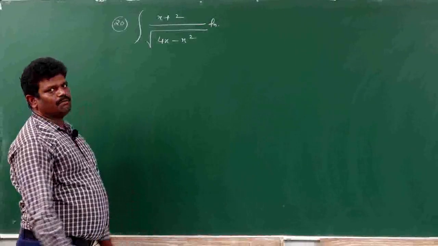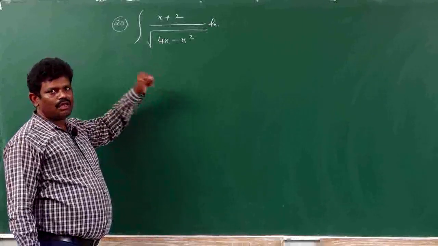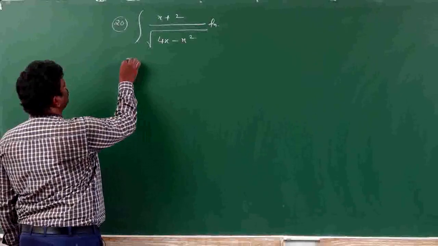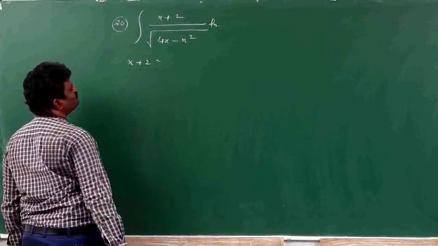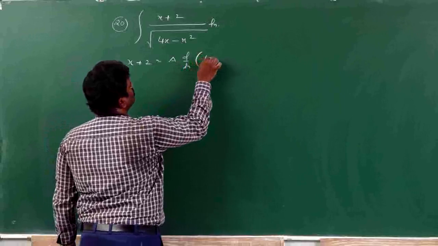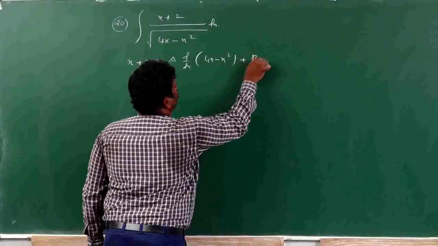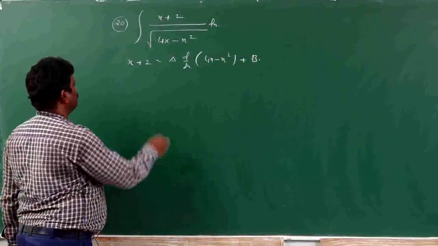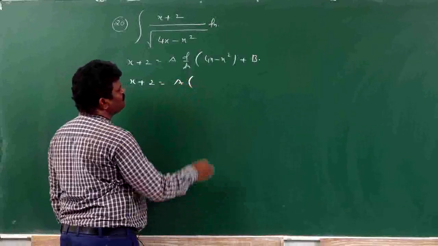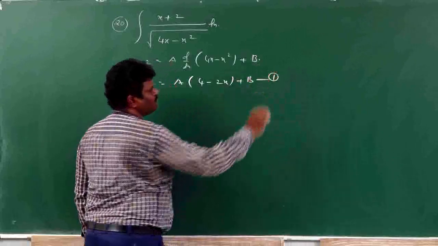Next, question number 20: integral of x plus 2 by square root of 4x minus x square dx, same model. Just like the 19th, this is how to simplify this type of model. First we consider the numerator: let x plus 2 is equal to a into d by dx of 4x minus x square, plus b constant. Now x plus 2 is equal to a into the derivative of this function, 4 minus 2x, plus b. So this is equation 1.